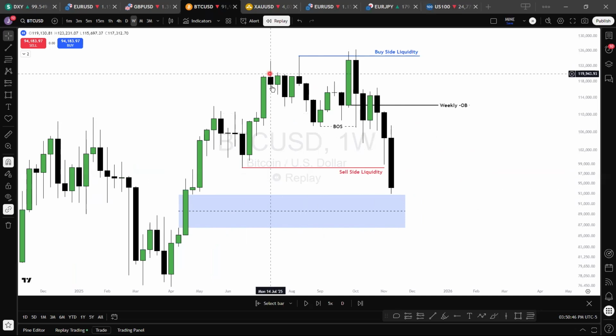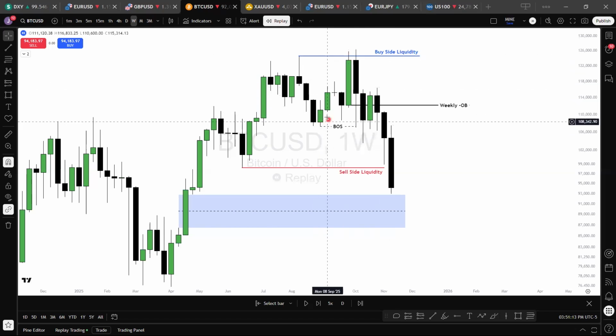Now you can see a whole lot has happened here. Price took out the buy side liquidity and then broke structure. So here's a market shift. Price reversed at this point. And not only that, it actually closed below this up close candle, which indicates a change in state of delivery. So here is a weekly order block. And then we can see as soon as it broke structure, this is the last leg that took liquidity.